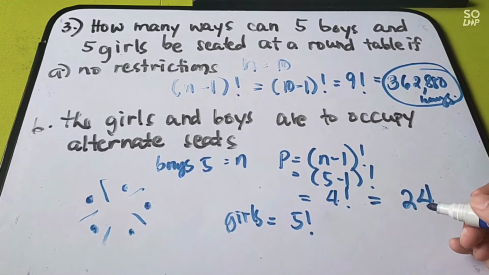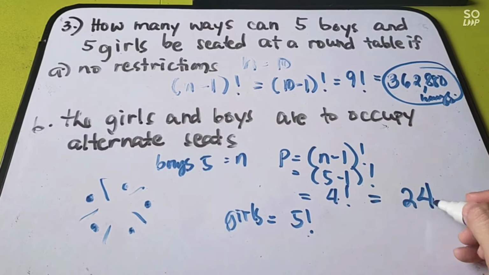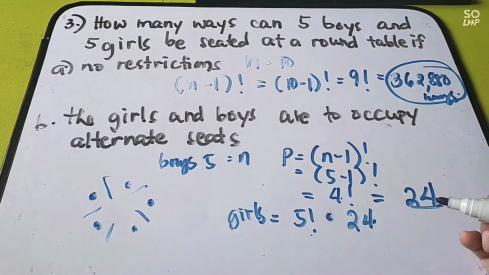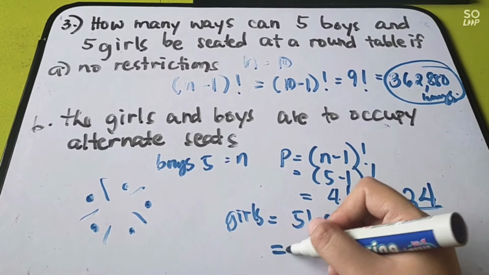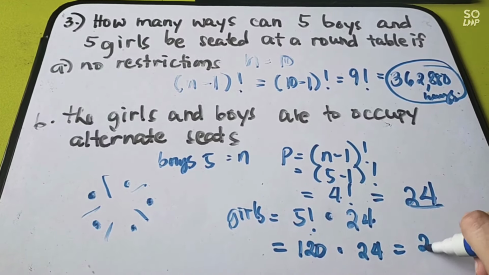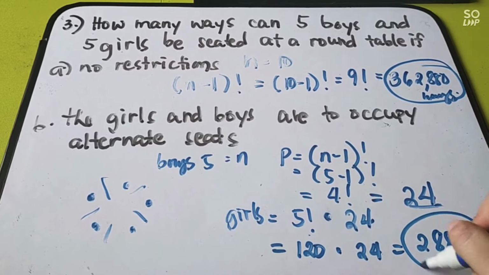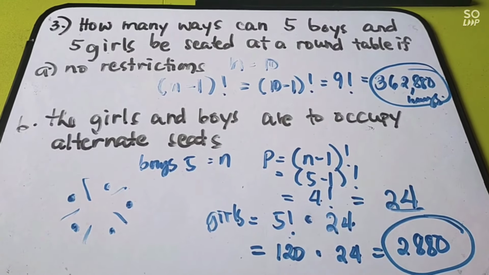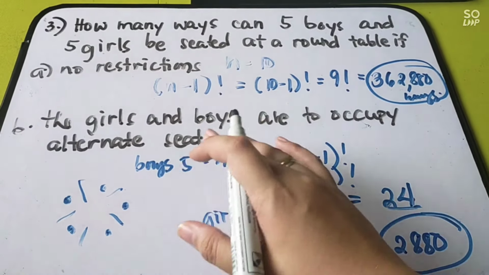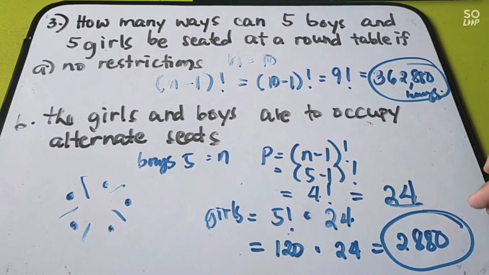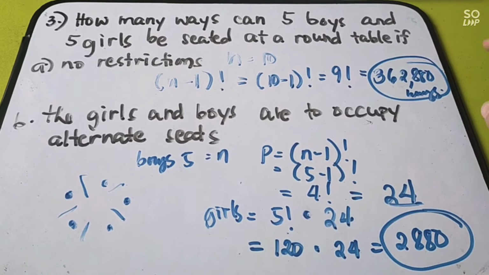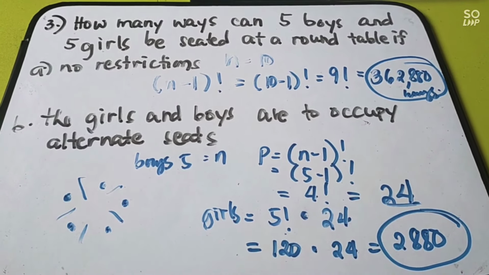Is it clear? Therefore, si girls ay 5 factorial, then multiply natin yung nakuha natin kay boys, which is 24. So, 5 factorial is equal to 120, then multiply to 24. The answer is 2,880. So, ganun siya. Pwede rin naman ang unahin mo ay si girls bago si boys. Same process din naman siya. Is it clear? Let's have another condition with this number.